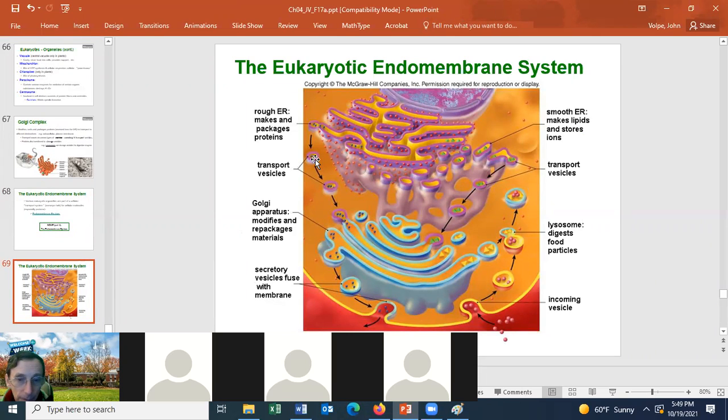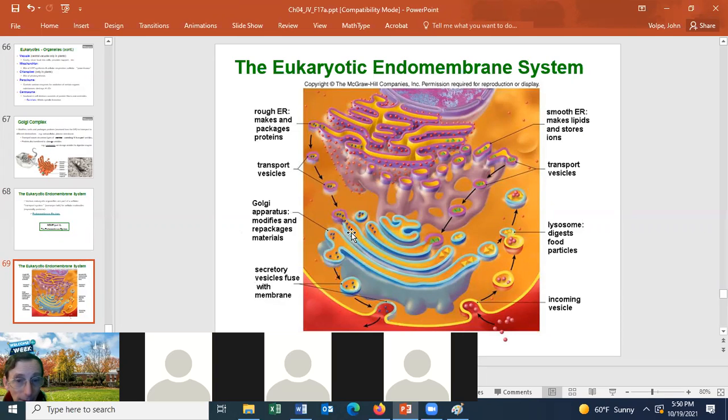Golgi apparatus. You know, this is shown backwards. This should be binding on this side, and then this shouldn't be budding from this side. It should be budding from that side. But you get the picture. Anyways, the proteins are delivered to the Golgi apparatus.